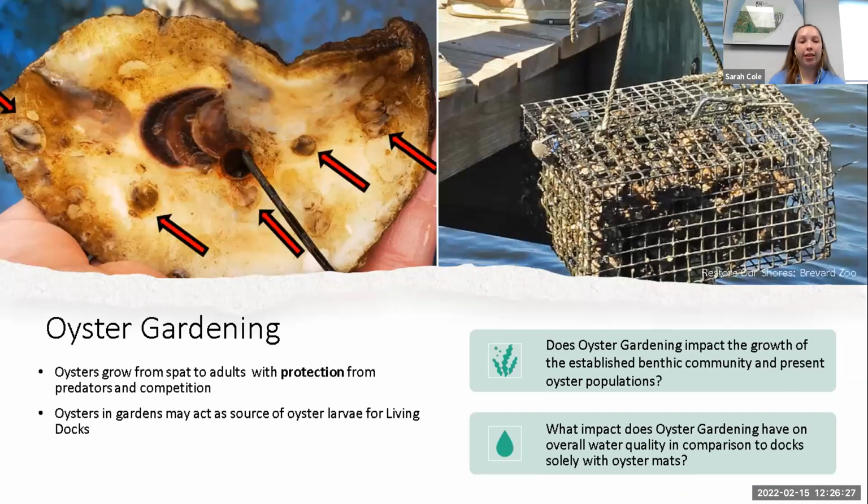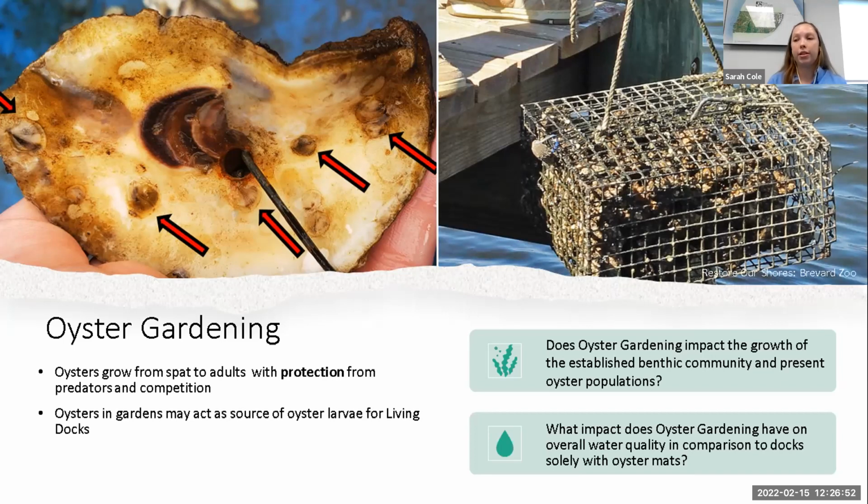In addition to looking at those living docks, we'd also like to add an oyster gardening component to this. So oyster gardening is another way to help clean the lagoon. Oysters can actually filter up to 50 gallons per day of water. And they're filtering things, once again, like those nutrients, depositing them, as well as filtering the algae, so helping those algal blooms. And the reason oyster gardening is so great is that it actually helps protect those oysters.